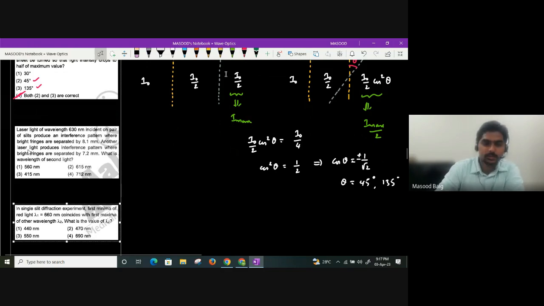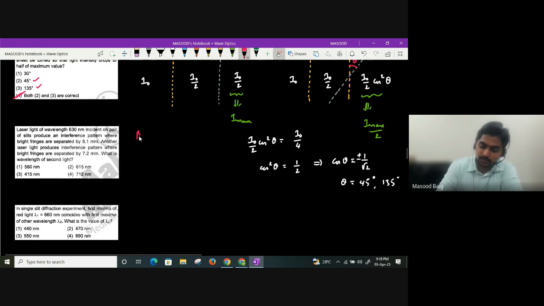Yes. Next question, let us see. Laser light of wavelength 630 nanometer incident on a pair of slits produces an interference pattern where bright fringes are separated by 8.1 mm. So successive fringe separation is nothing but the bright fringe width. Another laser light produces an interference pattern where bright fringes are separated by 7.2 mm. What is the wavelength of the second light they are asking? Very direct question.